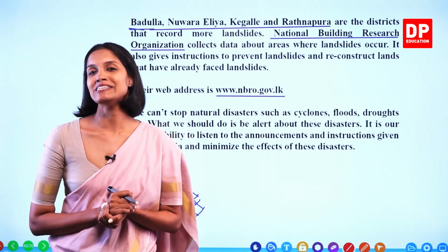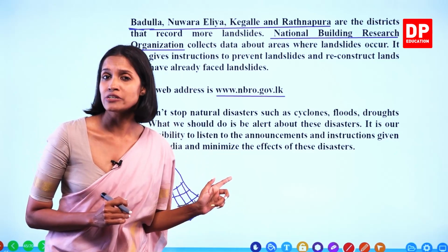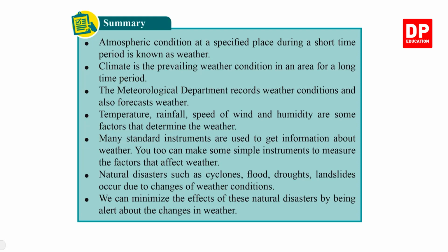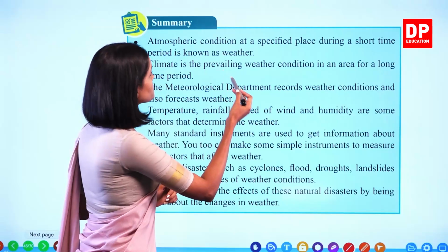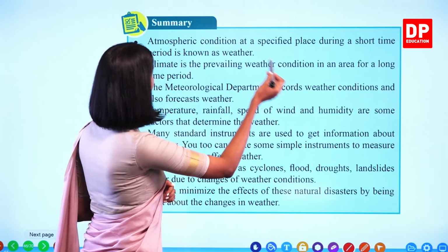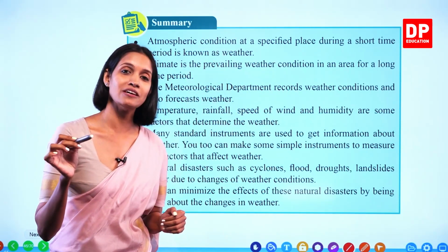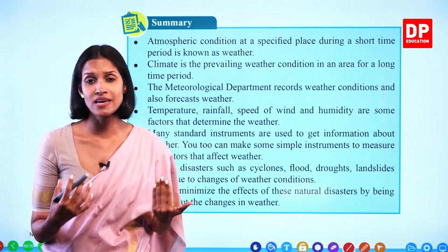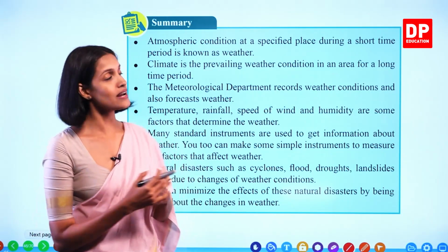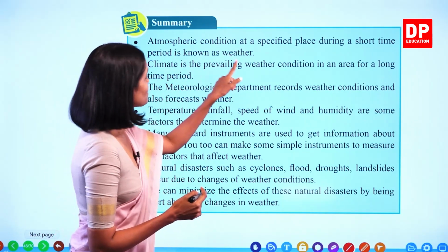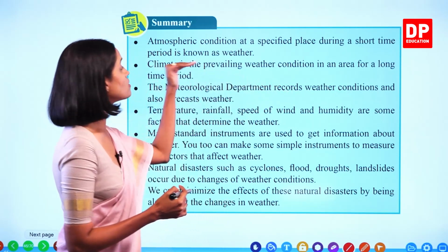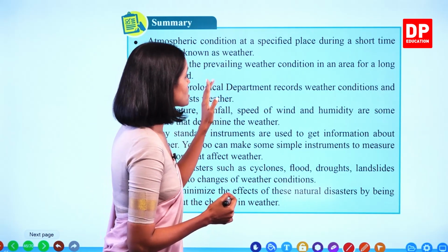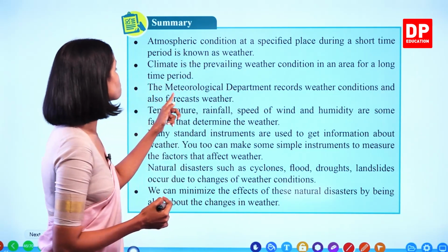So we have completed the lesson. Now we are going to see the summary to see what we have done so far. So the summary. Atmospheric condition at a specific place during a short time period is known as weather. Now we know that when it comes to weather and climate, even though they sound the same, they are two different things, right? Climate is the prevailing weather condition in an area for a long time period, right? The meteorological department records weather conditions and also forecasts weather.